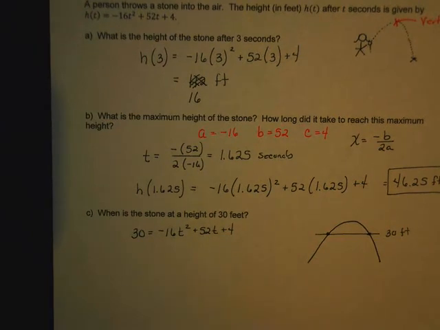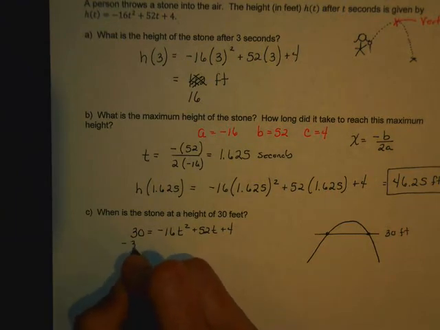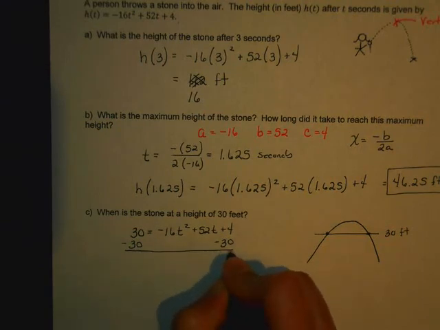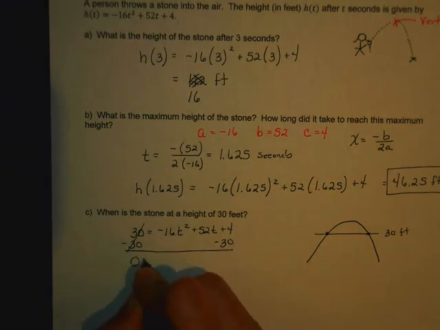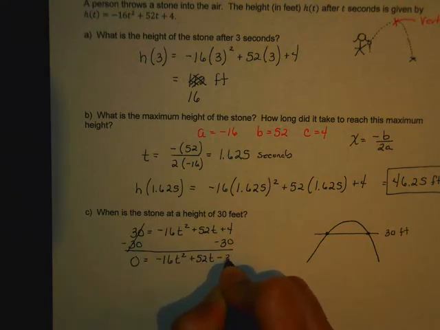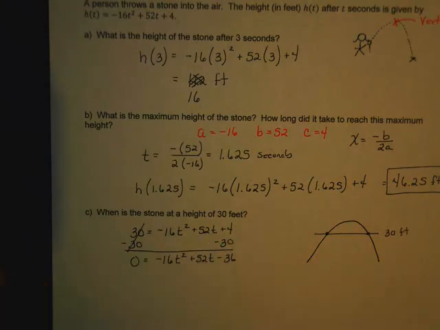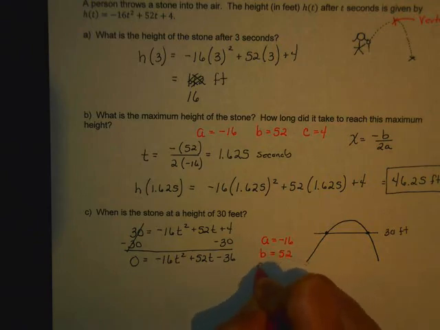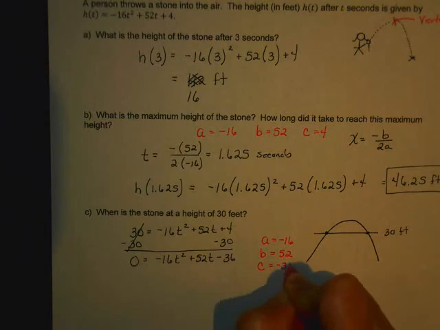Okay, so you got to make sure one side equals 0. So let's subtract 30 from both sides. So there's where one side of the equation equals 0. And then when you're done with this part, I want you to identify what the A, B, and the C are. And then you just got to pop it into your quadratic formula. So A equals negative 16, B equals 52, and C equals negative 36.